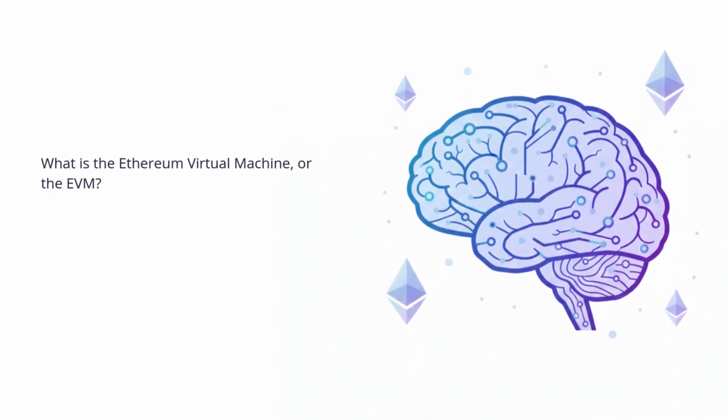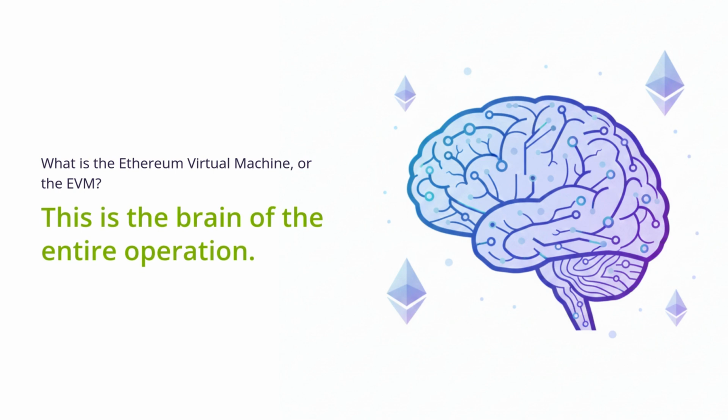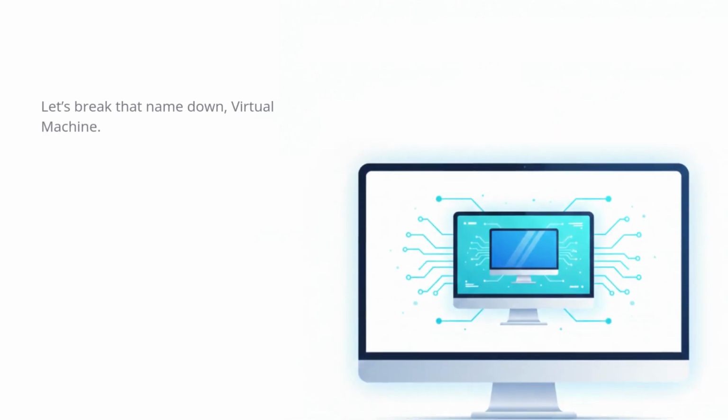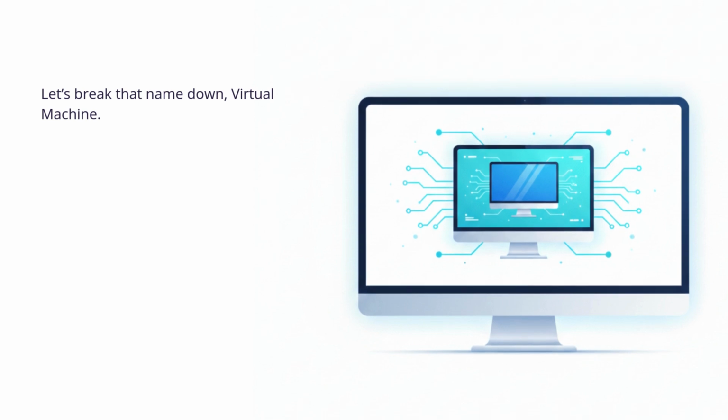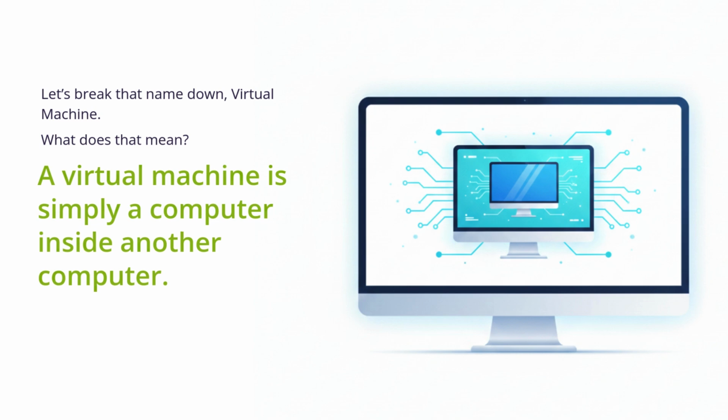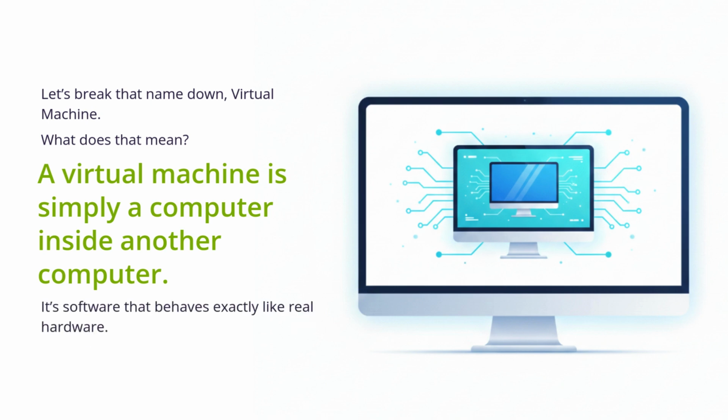What is the Ethereum Virtual Machine, or the EVM? This is the brain of the entire operation. Let's break the name down. Virtual machine. What does that mean? A virtual machine is a simple computer inside another computer. It is software that behaves exactly like real hardware.